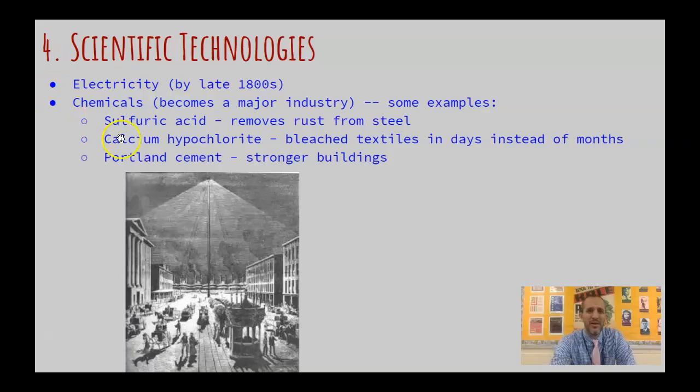We have calcium hypochlorite, which allows textiles to be bleached. Instead of bleaching over months, now we can bleach it in days, which shortens the amount of time, which allows you to produce more textiles, which allows the cost and the price of things to go down, which is always good. And then we also have what's called Portland cement. It's a new type of cement that's developed during this time, which allows for stronger buildings that won't collapse and won't fall and will last for a longer period of time. So just an example here.